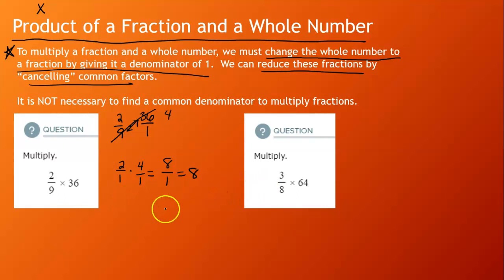You pause the video and try this one on your own. Remember, you're changing 64 to 64 over 1. 3 over 8 can't be reduced. 3 over 1 can't be reduced, but 64 over 8 can. 64 divided by 8. What we're left with now, because 8 divided by 8 is 1, is 3 over 1 times 8 over 1, which is just 24 over 1, which is just 24 there. Make sure you pause the video and write all this down before you move on.